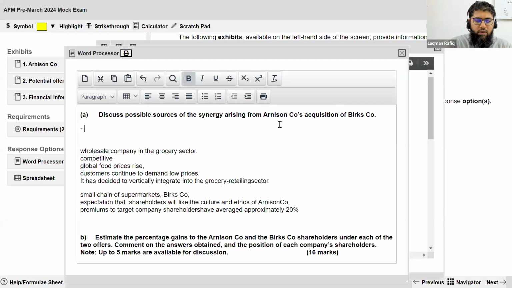Now think about it. So what happens is that one of them is a wholesaler, one of them is a listed company, and one of them is a small company.